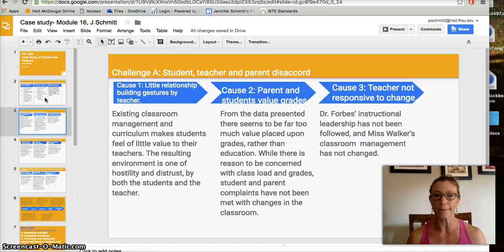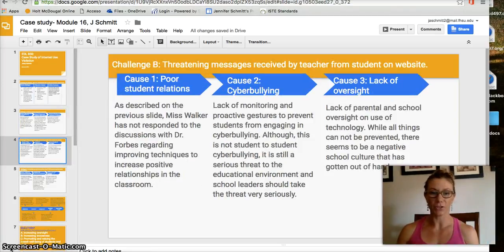And then third, obviously when Ms. Walker was heavily encouraged during the evaluation process to improve her classroom management approaches, that didn't go too far, and it seems that her classroom management has not changed despite Dr. Forbes's suggestions and conversations. The main challenge in this case, of course, though, is the threatening message that was received by Ms. Walker from, assumingly, a student within the high school.